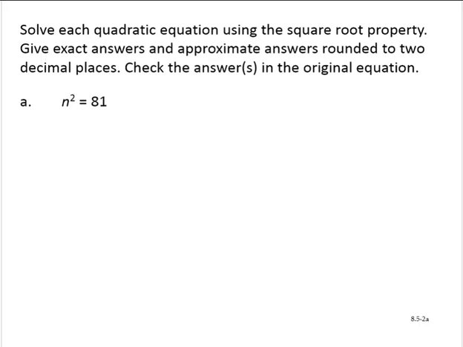Solve each quadratic equation using the square root property. Give exact answers and approximate answers rounded to 2 decimal places. Check the answers in the original equation.